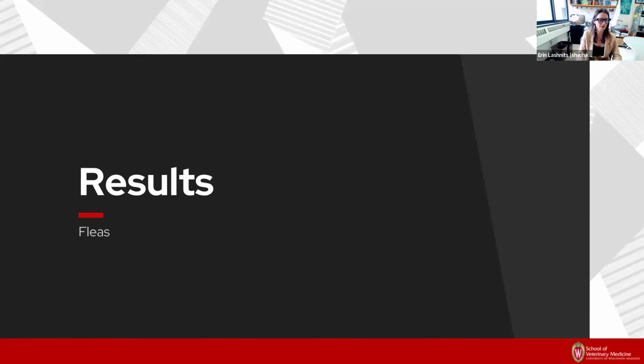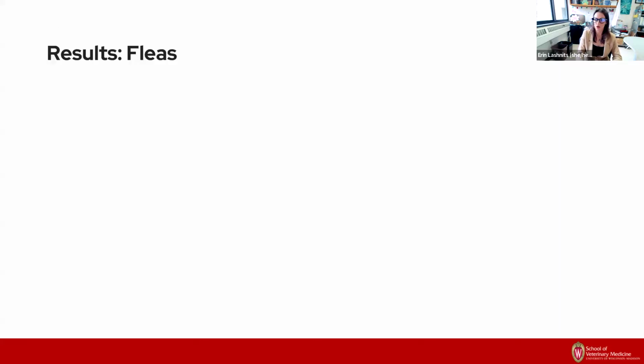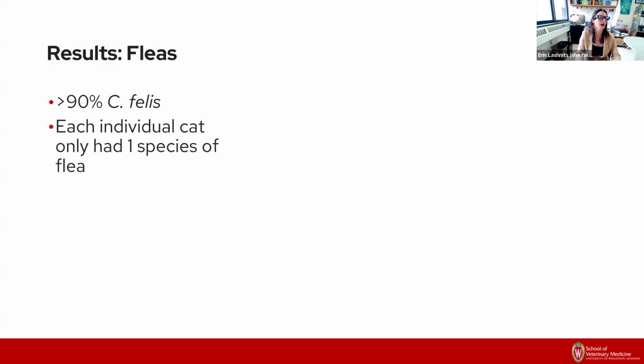Now we'll come to our results. Looking specifically at the fleas themselves, we collected from these cats over 90% cat fleas. That may not be shocking, but it is interesting because that means that there were some fleas that were not cat fleas. We also found that each individual cat only had one species of flea. So if we found a cat that did not have cat fleas, it didn't also have cat fleas.